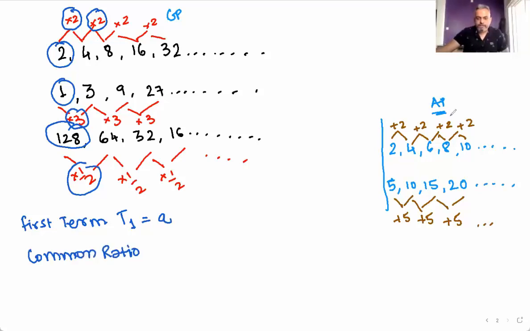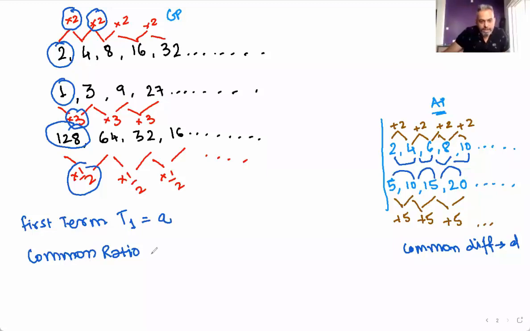Now in AP, we used to use this term, common difference, denoted by symbol D. That is 4 minus 2 is 2, 6 minus 4 is 2, 8 minus 6 is 2. 10 minus 5 is 5, 15 minus 10 is 5, 20 minus 15 is 5.